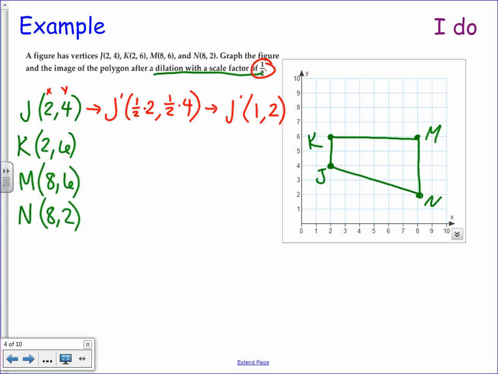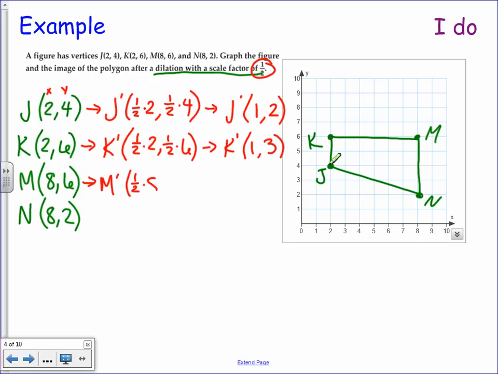So that's J prime. Now let's look at K prime. I'm going to multiply 1/2 times 2, 1/2 times 6. K prime is (1,3). Now we'll look at M. M prime is 1/2 times 8, 1/2 times 6, and that will be M prime at (4,3).